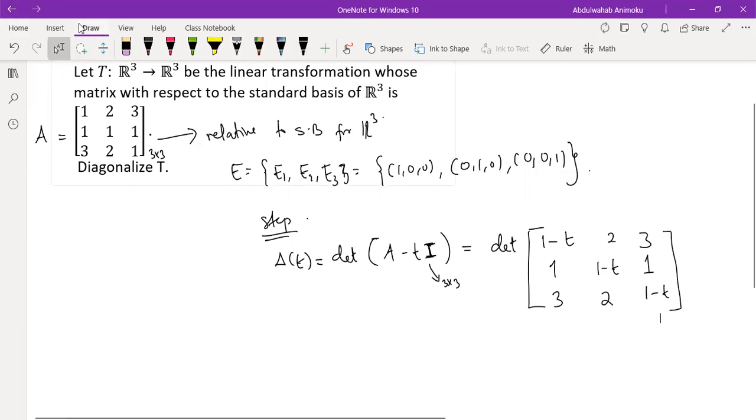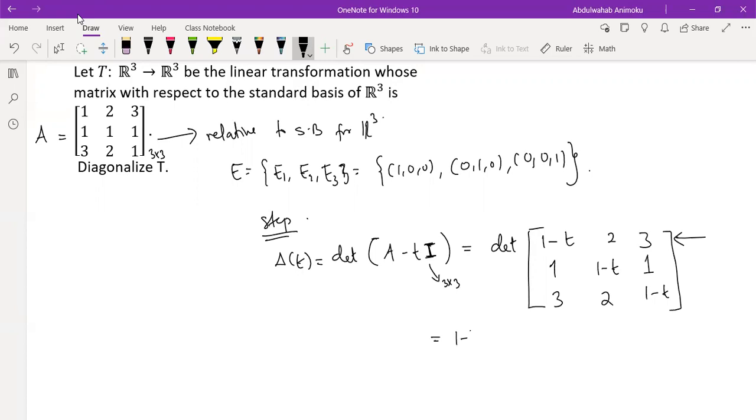Okay. Now, we need to find the determinant of this. If you understand the theory of determinants, we can use any row or any column. The general consensus is to use the row or column that is very easy to compute. In this case, all of them look very complicated, so we can just go with the first row.